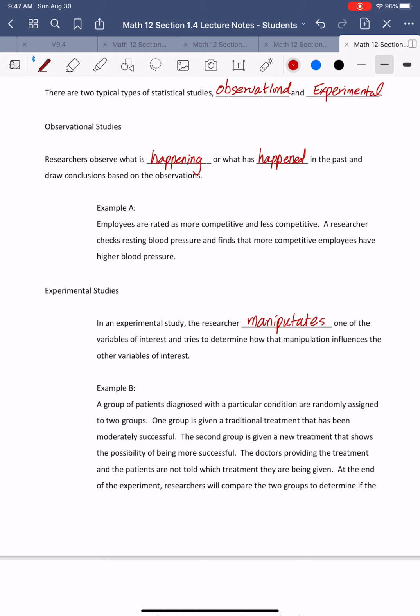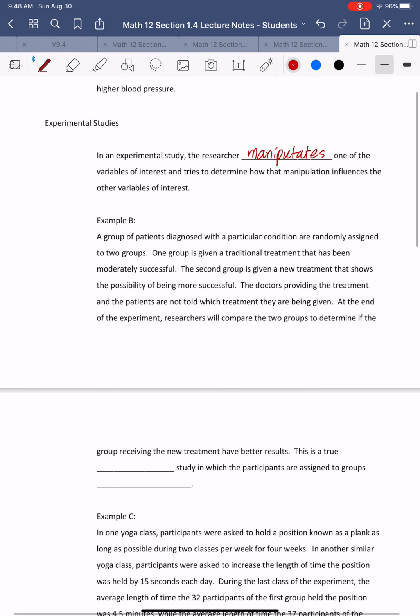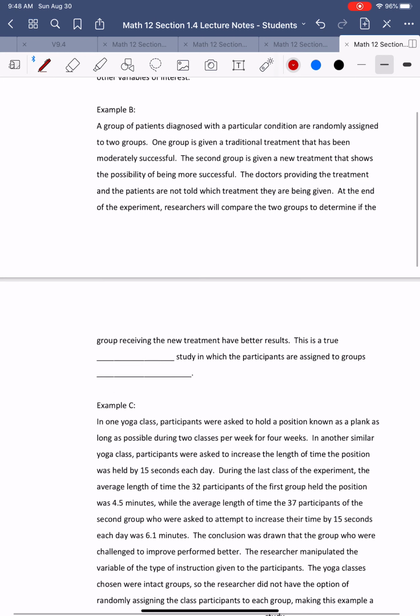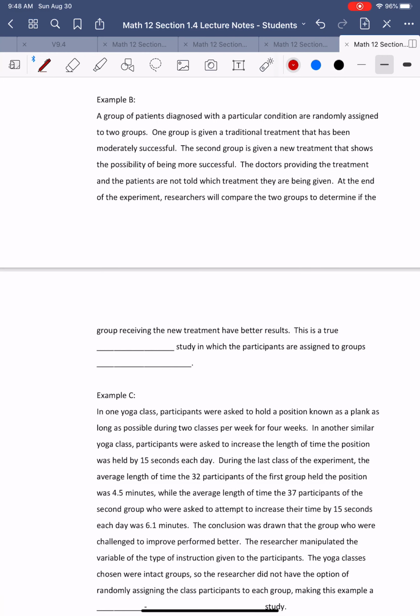Example B: a group of patients diagnosed with a particular condition are randomly assigned to two groups. One group is given a traditional treatment that has been moderately successful. The second group is given a new treatment that shows a possibility of being more successful. The doctor providing the treatment and the patients are not told which treatment they are being given. At the end of the experiment, the researcher will compare the two groups to determine if the group receiving the new treatment has better results. So that's what they wanted, right? They set the goals, right?